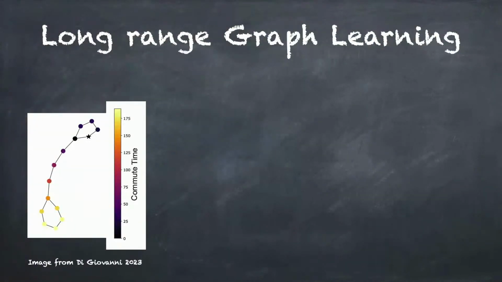And then the last thing that we saw as helpful is long-range graph learning. Okay, so we have this phenomenon, which was mentioned here, that if you have a long-range task, MPNNs usually don't perform very well.